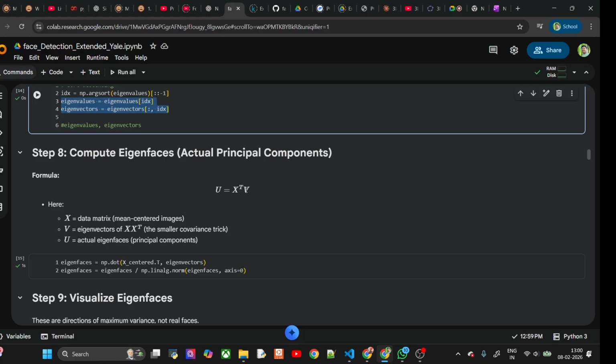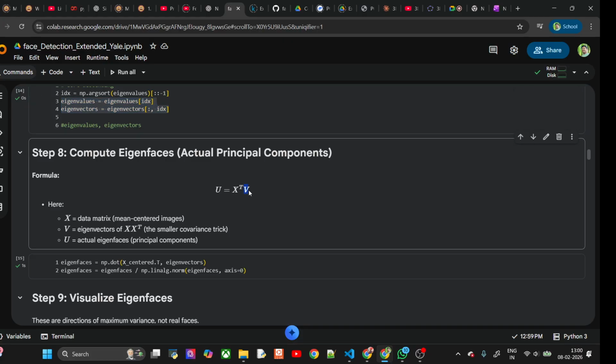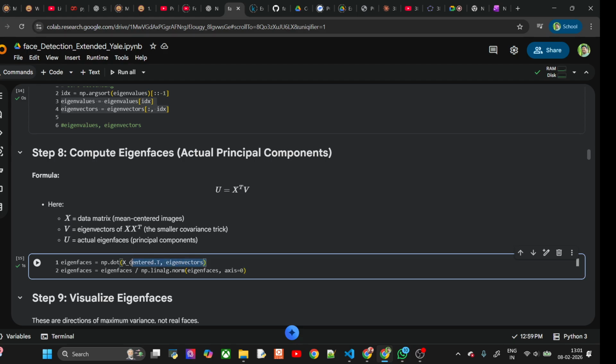Whatever eigenvalue and eigenvector you have calculated, v is the eigenvector. That eigenvector you multiply with your centered data, the x minus mean calculation you did, and you got the centered data. So you just need to do this calculation here: u is equal to x transpose v. V is nothing but your eigenvectors and x transpose is your centered data. Once you do that, I have done this here, and you will get the eigenphases here.